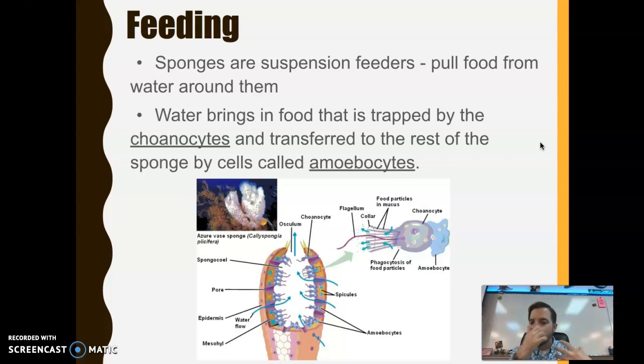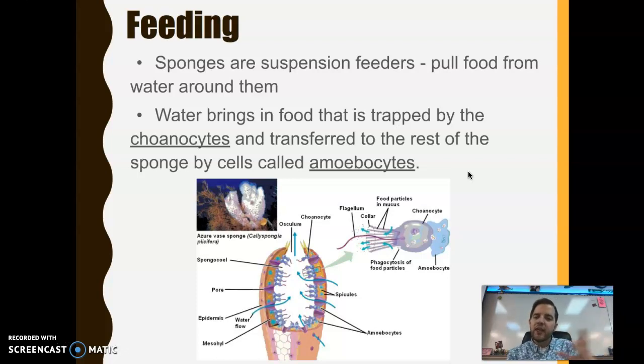So sponges are suspension feeders, so they pull food from the water around them. It passes through their choanocytes, or their collar cells. Those collars are covered in mucus, and so the flagella pump. It pumps food over the collar, the food sticks to it, and then it moves it down to the cells called the amoebocytes. So those are kind of the actual energy-driving cells of the sponge.